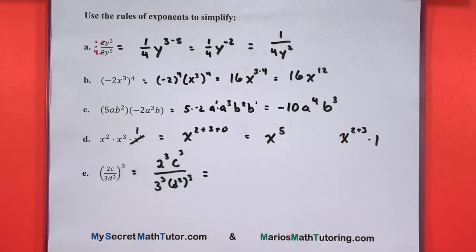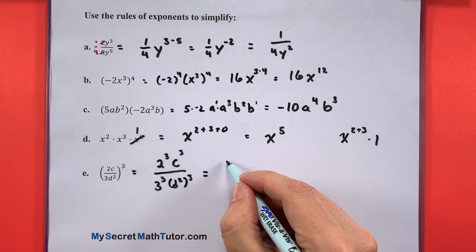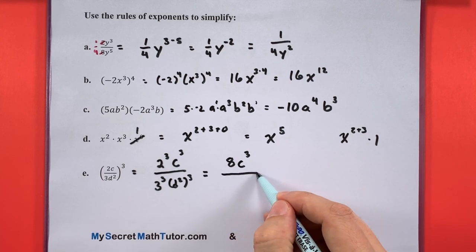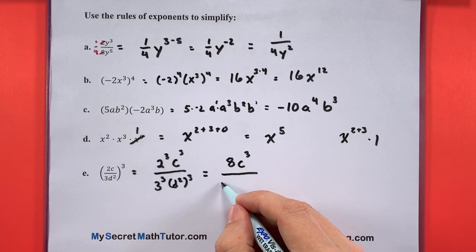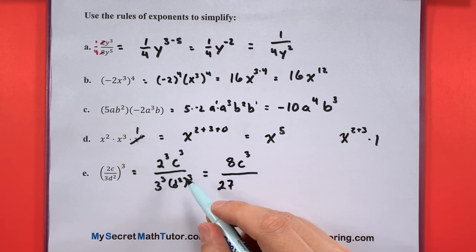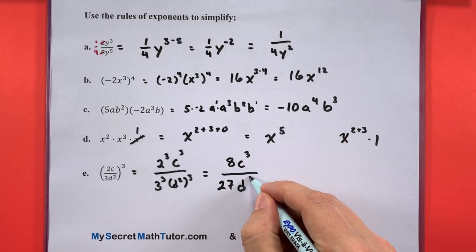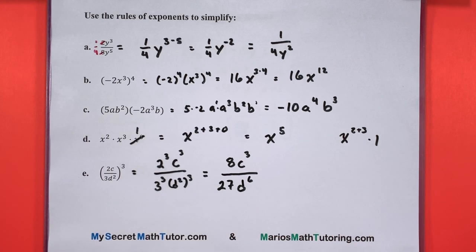All right, for the numbers, we can go ahead and do the math in there. So 2 to the 3rd is 8, then I have c cubed. Off to the bottom, 3 cubed would be a 27. Here we use those rules of exponents to go ahead and multiply the two terms. So 2 times 3 would be 6. All right, and that'd be the last one on there.